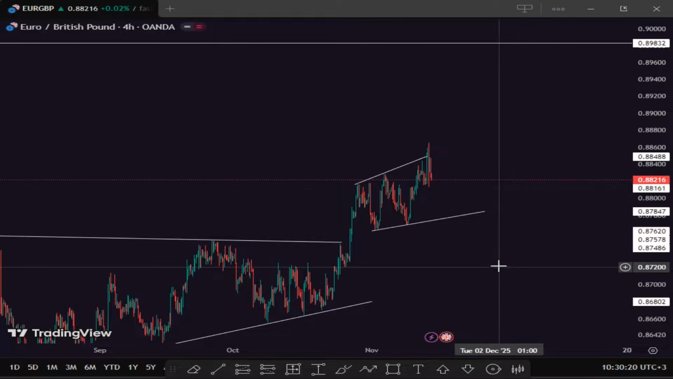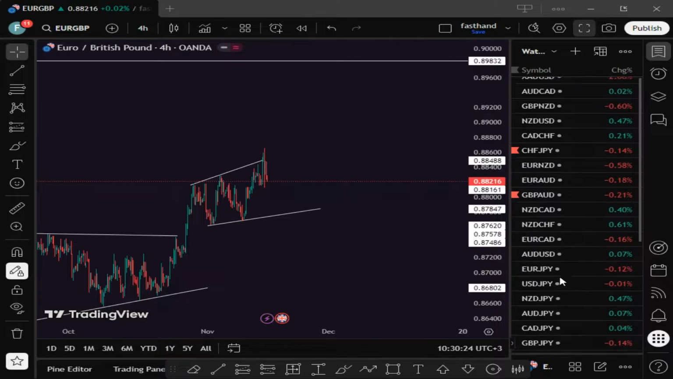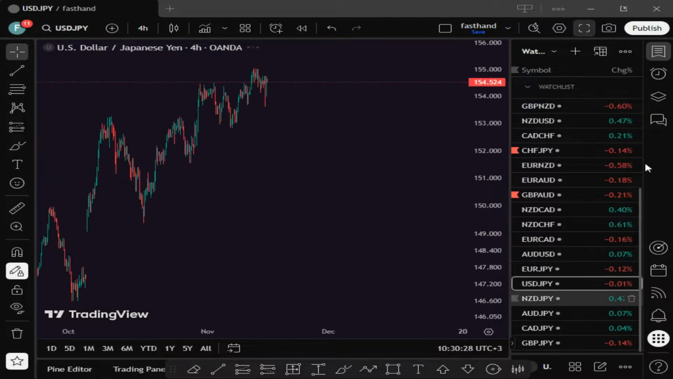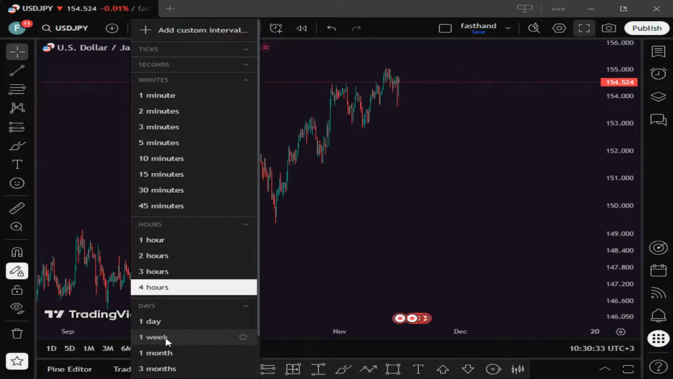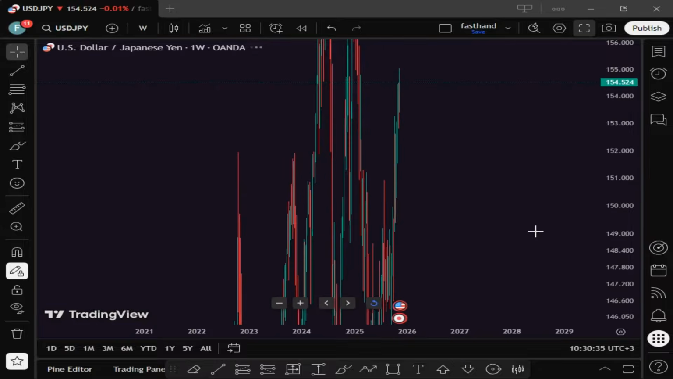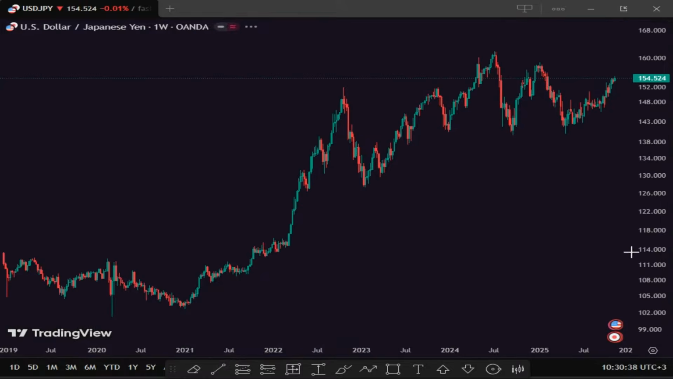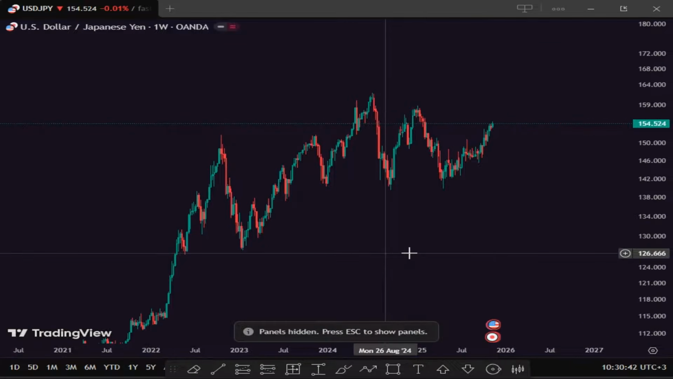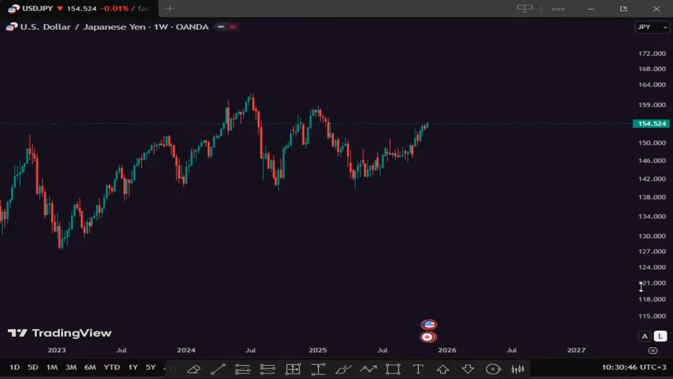I'll repeat, maybe I need to take another pair, a random pair. Okay, let's talk about USD JPY. I can start from the weekly time frame right there. What are we looking for? Patterns, guys. So this is what we have on our USD JPY.